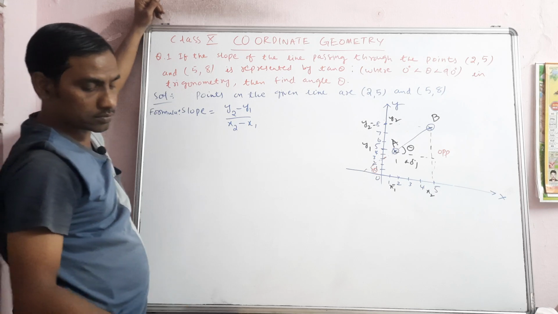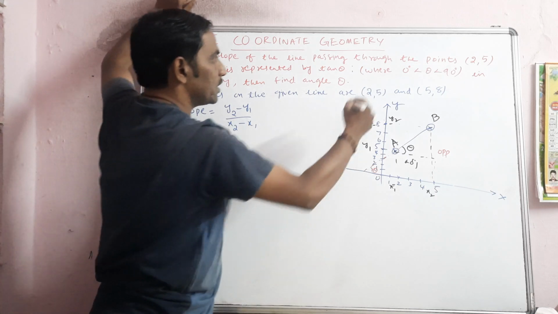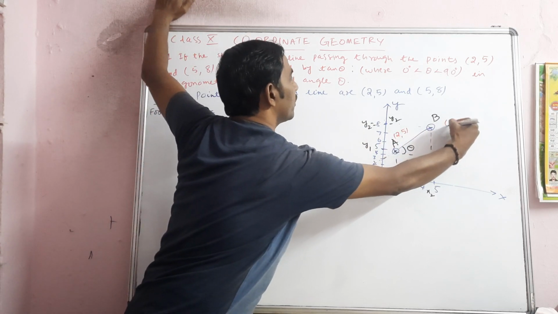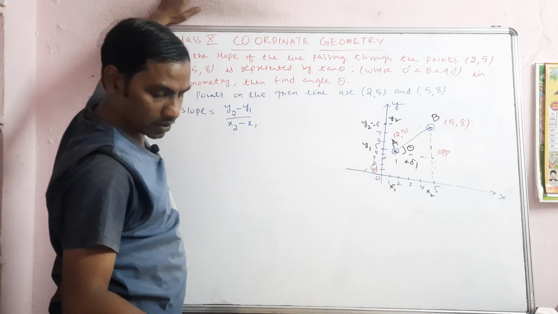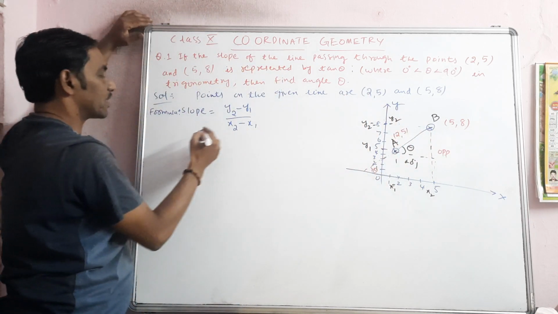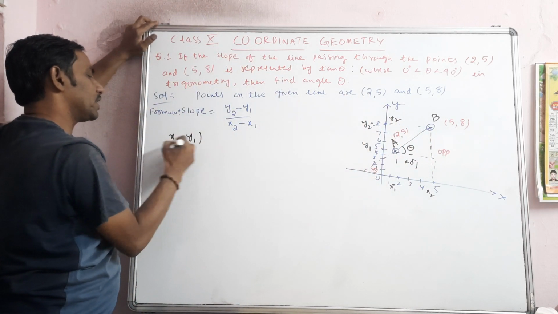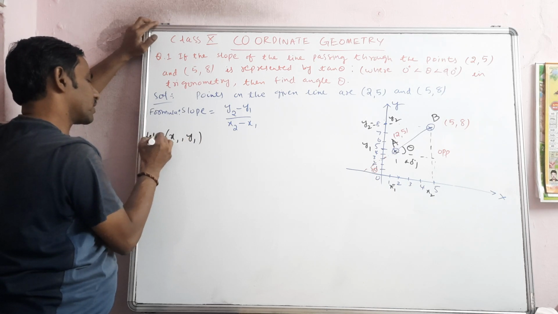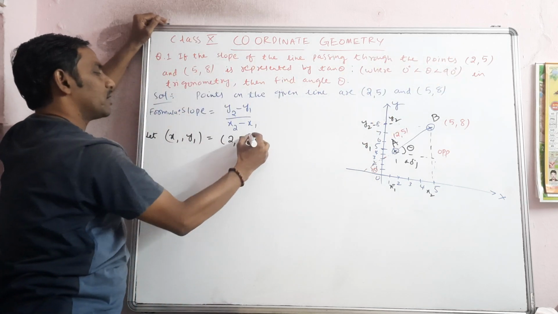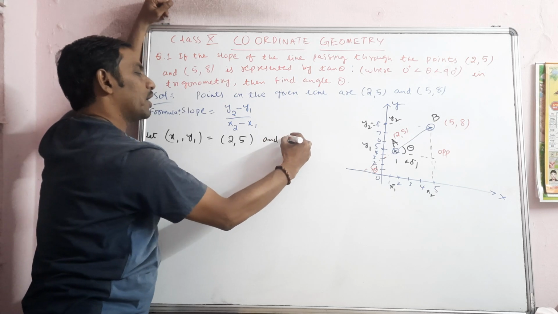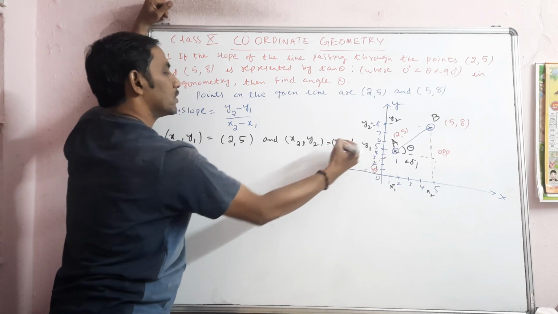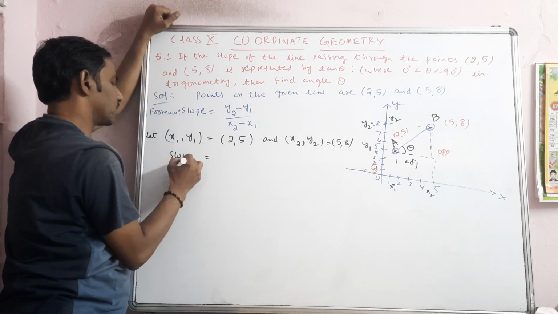substitute these points. Here you can take the point (2, 5) as (x1, y1) and (5, 8) as (x2, y2). Let (x1, y1) be (2, 5), the first point, and (x2, y2) be (5, 8). Now slope is equal to (y2 minus y1) by (x2 minus x1).